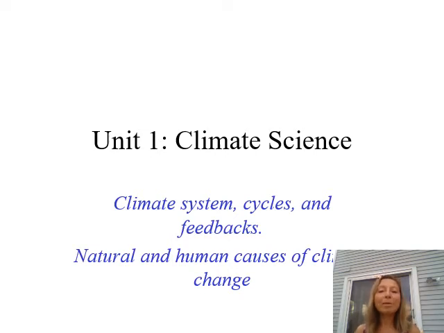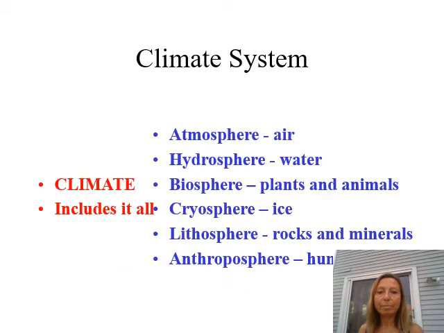Unit 1 Climate Science. In this unit, I will cover climate system, cycles and processes, positive and negative feedbacks, natural and human causes of climate change. Climate system is extremely complex. It's much more than just the atmosphere.